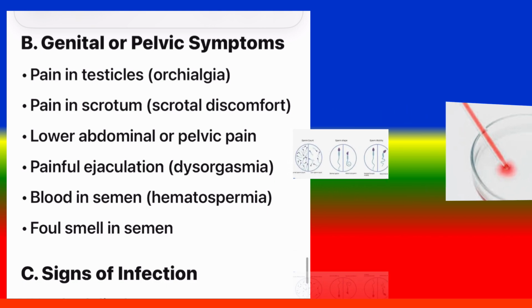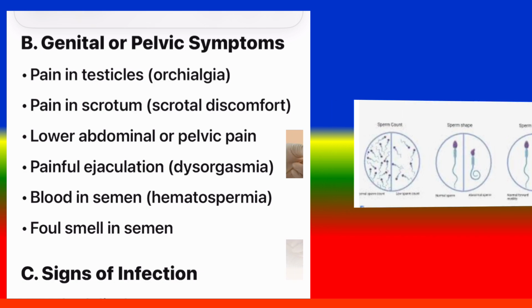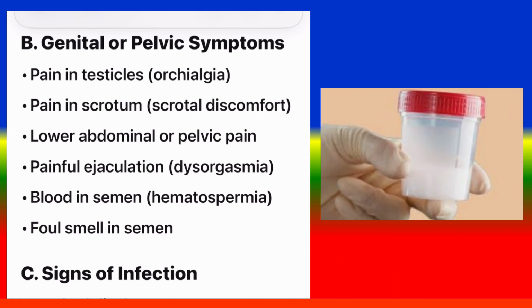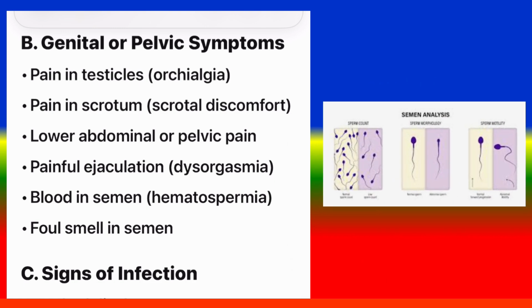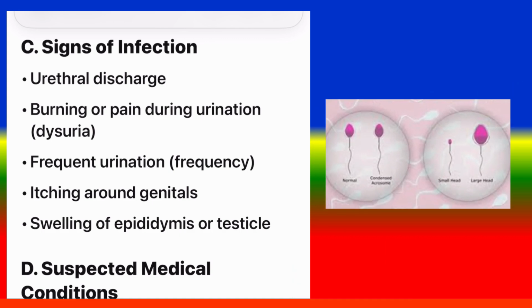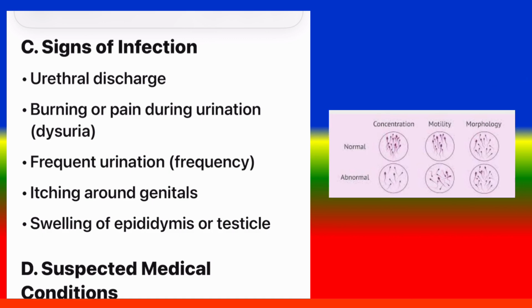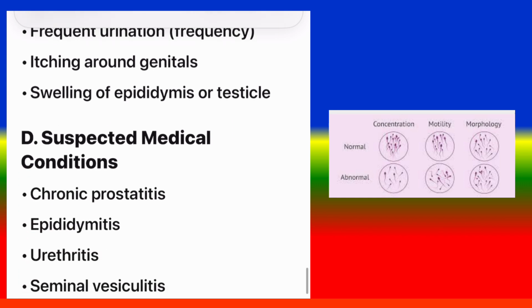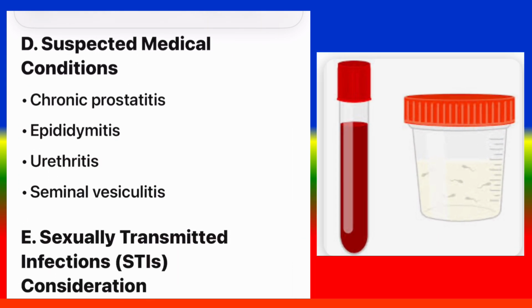B. Genital or pelvic symptoms: pain in testicles (orchialgia), pain in scrotum, scrotal discomfort, lower abdominal or pelvic pain, painful ejaculation (dysorgasmia), blood in semen (hematospermia), foul smell in semen. C. Signs of infection: urethral discharge, burning or pain during urination (dysuria), frequent urination, itching around genitals, swelling of epididymis or testicle. D. Suspected medical conditions: chronic prostatitis, epididymitis, urethritis, seminal vesiculitis.